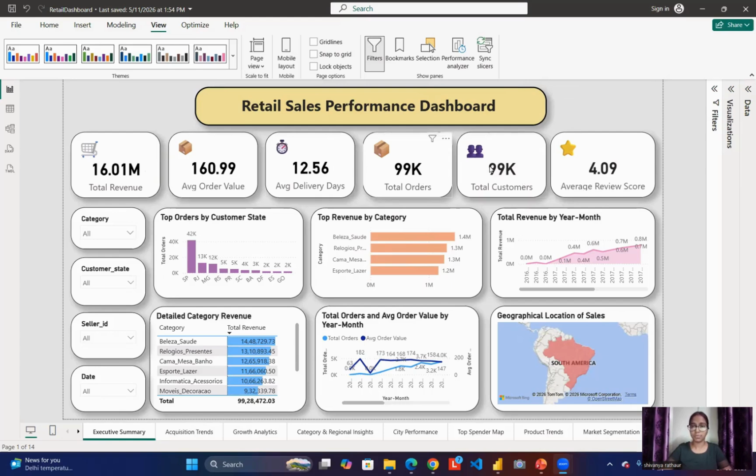This is interesting, both are equal because, as you will understand in further pages, in this data set most of the buyers are one-time buyers. That's why both total customers and total orders are the same. And average review score is 4.09. So this helps us understand most of the customers are satisfied.